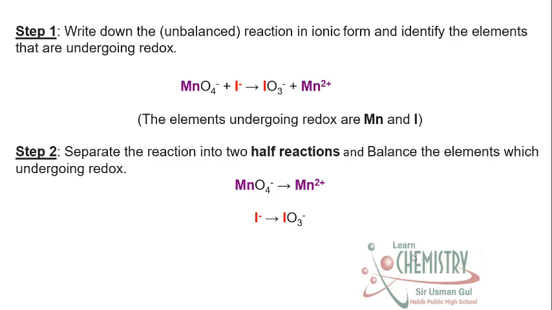After separating the reaction into two half reactions, now we will check whether the manganese and I are balanced. In this example manganese and I are already balanced, because you can see there is one manganese on the left hand side, one manganese on the right hand side, similarly one I on the left hand side, one I on the right hand side. So in our case this is balanced. So we will move toward the third step.